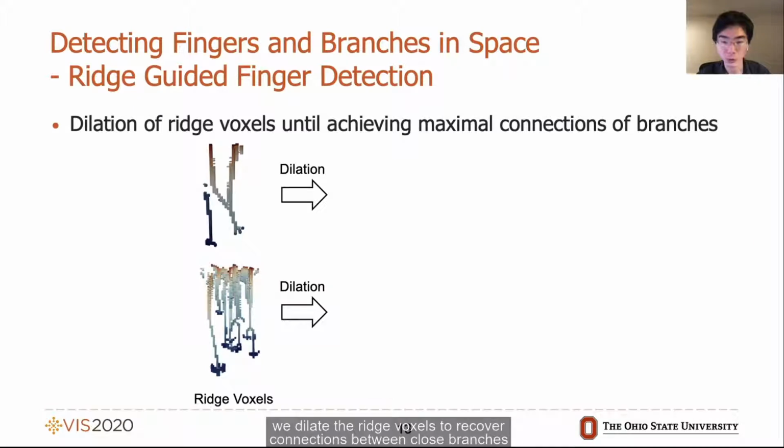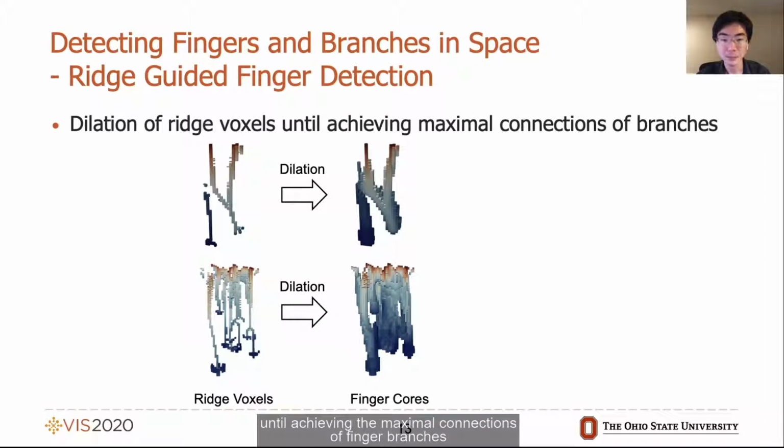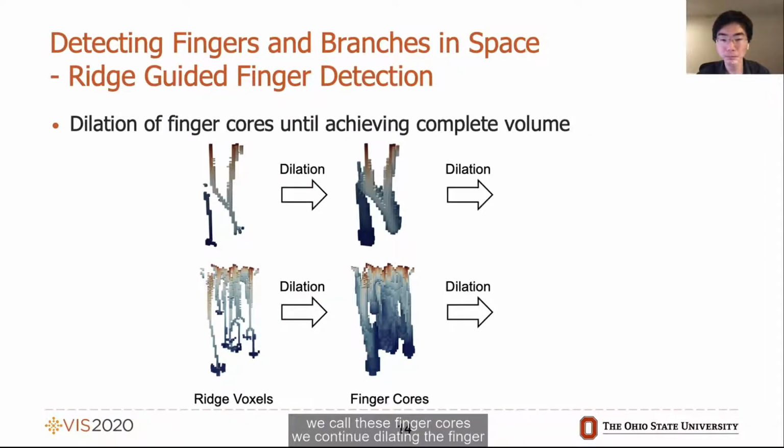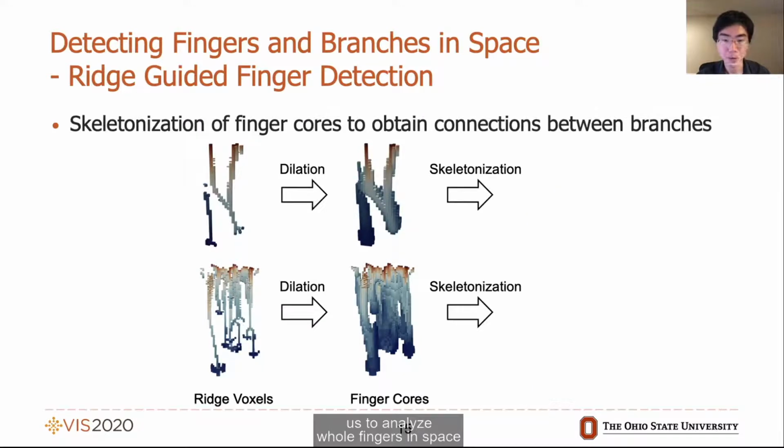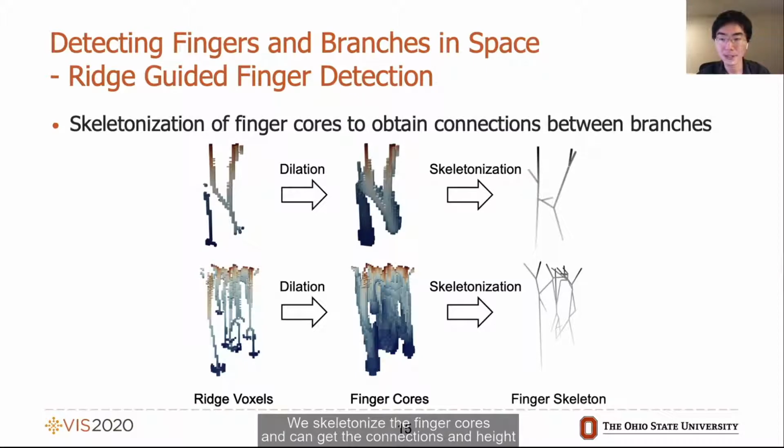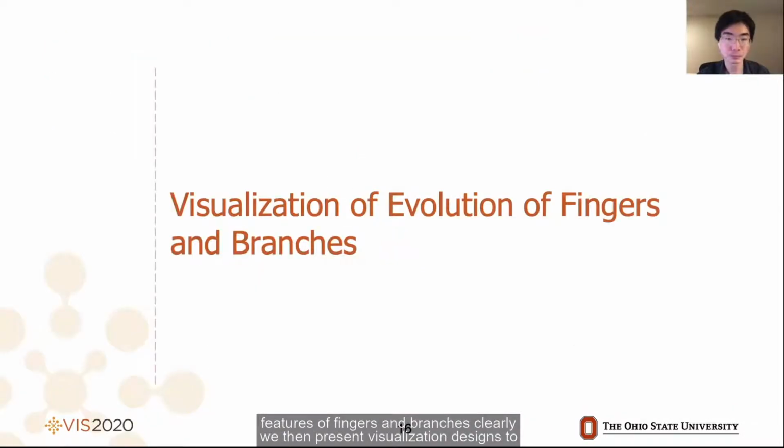We dilate ridge voxels to recover connections between close branches until achieving the maximal connections of finger branches. We call these finger cores. We continue dilating the finger cores until achieving complete volume, enabling us to analyze whole fingers in space. We skeletonize the finger cores and can get the connections and height of finger branches. The skeletons can show geometric features of fingers and branches clearly.